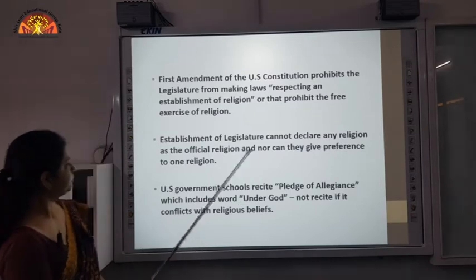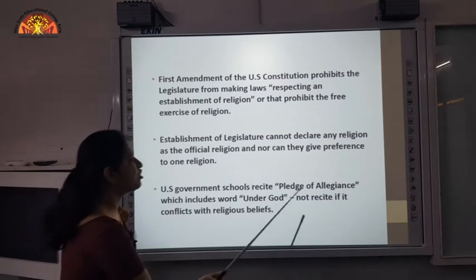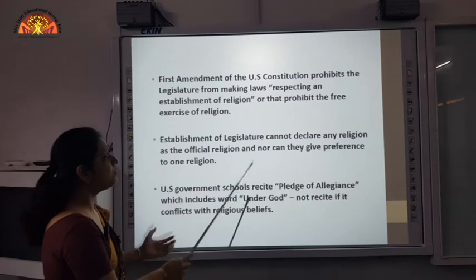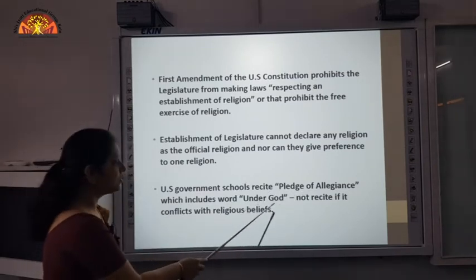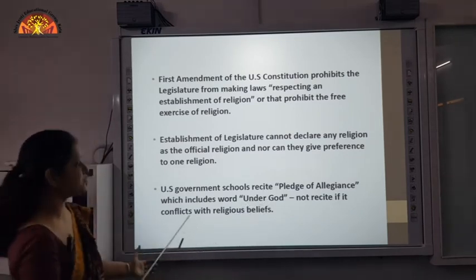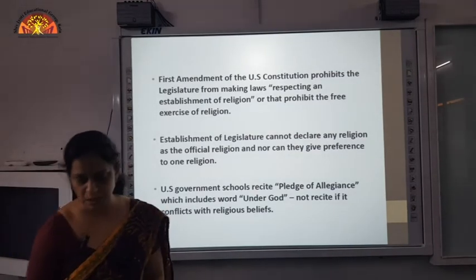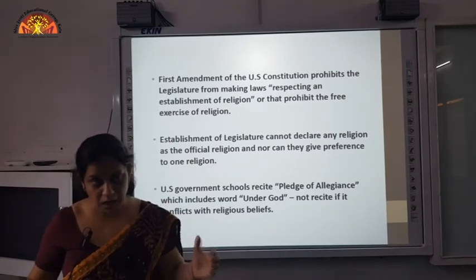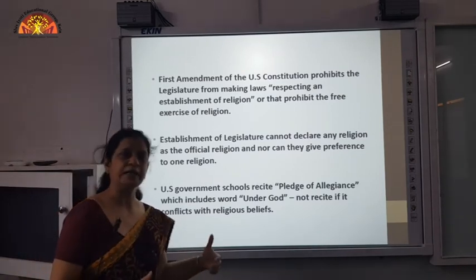All religions are equal. In US government schools, students recite the pledge of allegiance. There is a phrase in it, "under God." The students will not be pressurized to recite that phrase if it conflicts with their religious beliefs. So, religion is a part of society and should be allowed in its own way, which is what we are trying to interpret in this chapter.